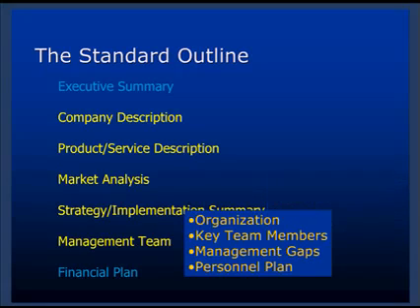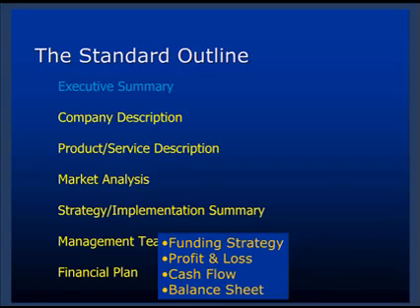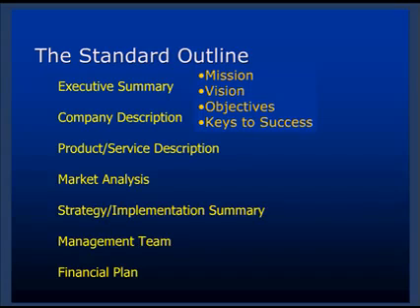Your management team chapter explains your organization strategy, your key team members, what gaps you might have in the business, which presumably you're trying to fill, and your personnel plan with projected numbers for personnel costs for the time of your plan. The financial plan will have funding strategy, profit and loss, cash flow, and balance sheet at a minimum. And finally, notice that I explained this one last, although it appears first in the plan. Because you often write it last, your executive summary will outline mission, vision, objectives, and keys to success.